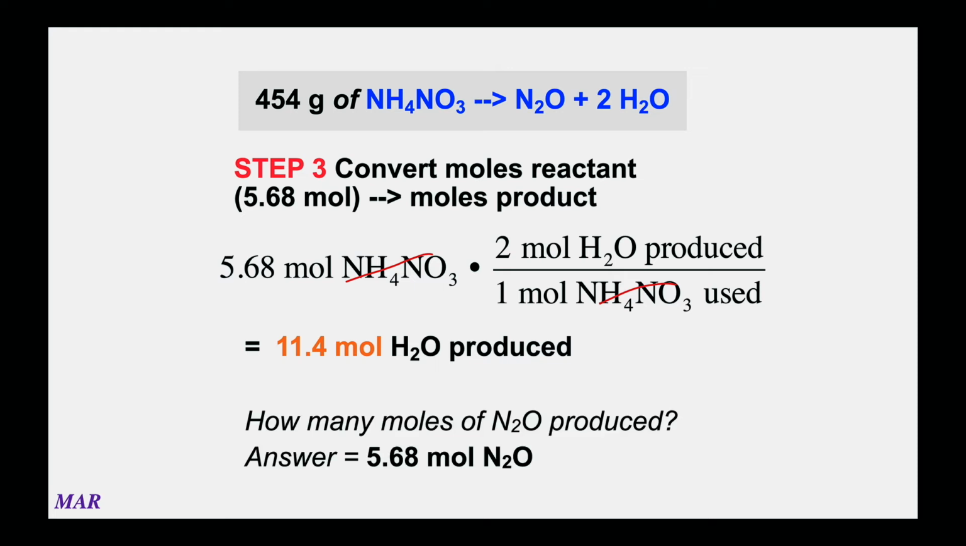If you're going to do moles of N2O, the other product, all right, notice how N2O and NH4NO3 are both relationships of 1 to 1. Like it's 1 mole ammonium nitrate makes 1 mole of N2O. So if you had 5.68 moles ammonium nitrate, you will make 5.68 moles of N2O. The ratio is different. That's why you have a different answer than you did for water. You're going to end up with twice as many moles of water as you do the N2O.